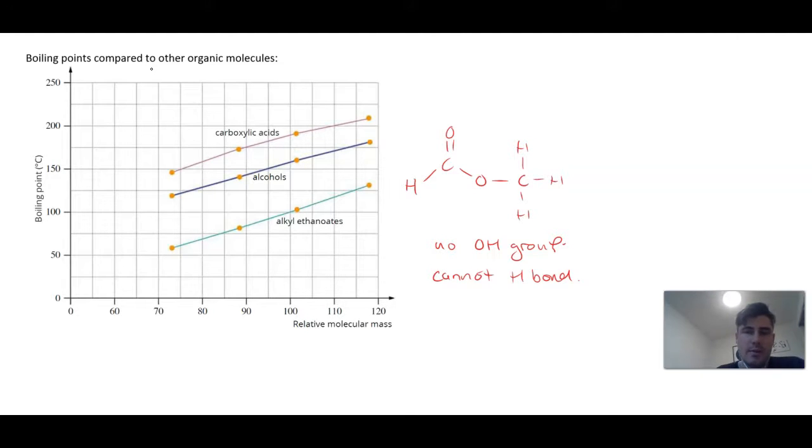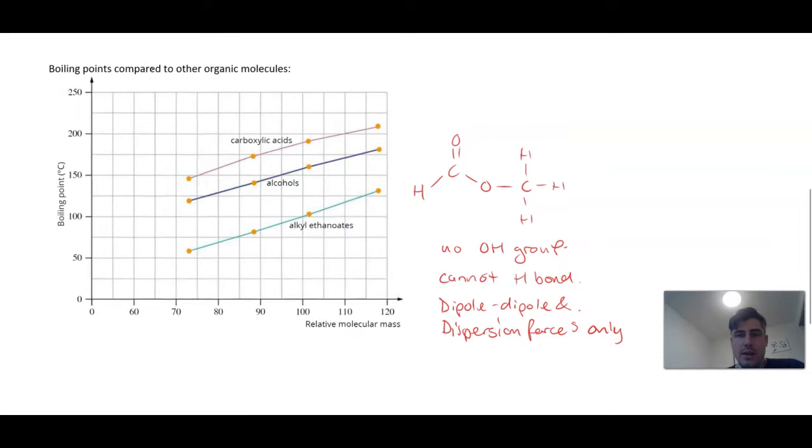They will still have dipole-dipole forces. And they will still have dispersion forces. So dipole-dipole and dispersion forces only. And for that reason, carboxylic acids have the highest boiling point, followed by alcohols, followed by your esters.